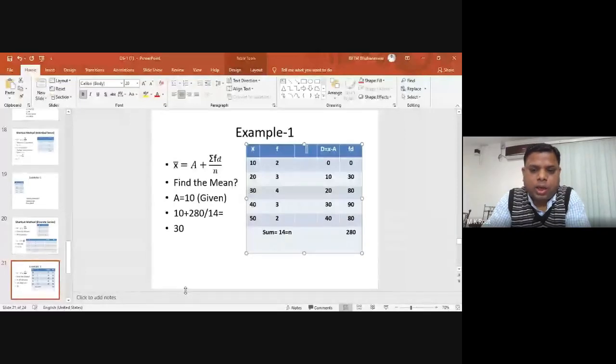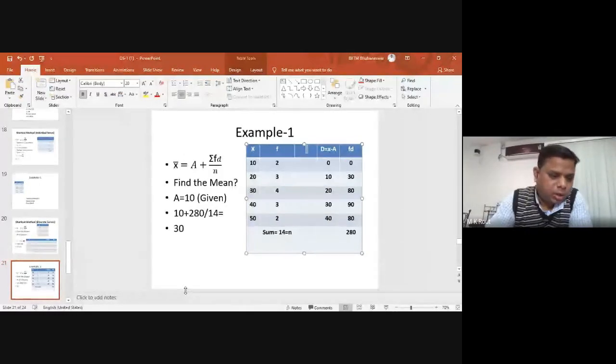So similarly, if you calculate f into d, that is 2 into 0, 0, 3 into 10, 30, 4 into 20, 80, 3 into 30, 90, 2 into 40, 80. So if you calculate the summation of fd, that equals 280, and summation of f, that equals n, equal to 14. So if you calculate by using this particular formula, x bar equals a plus summation of fd divided by n. So here a is given as 10, 10 plus 280 divided by 14, that equals 30.